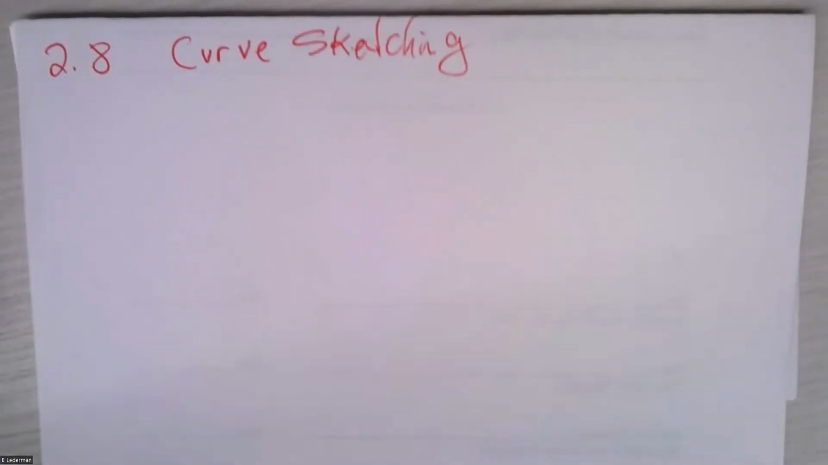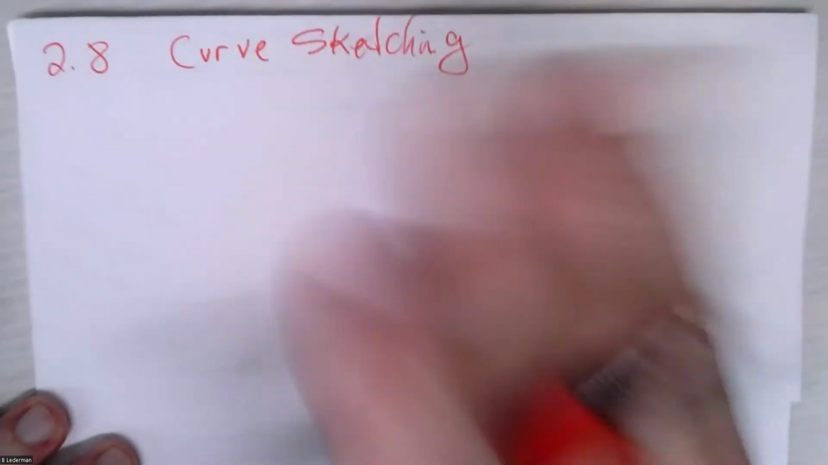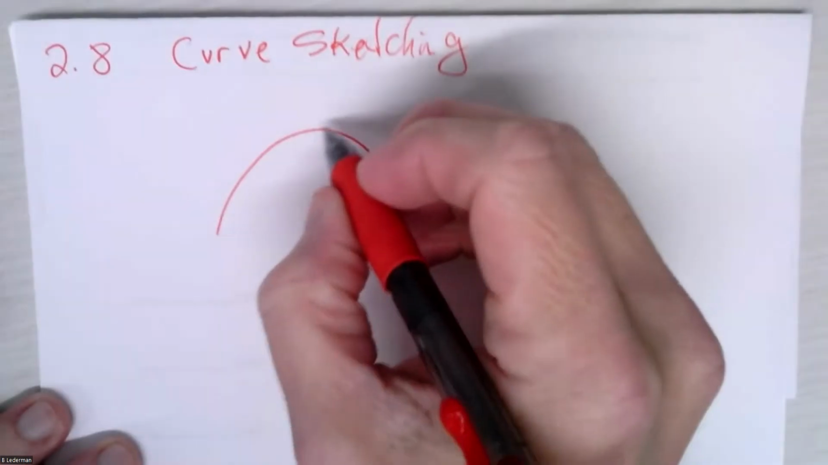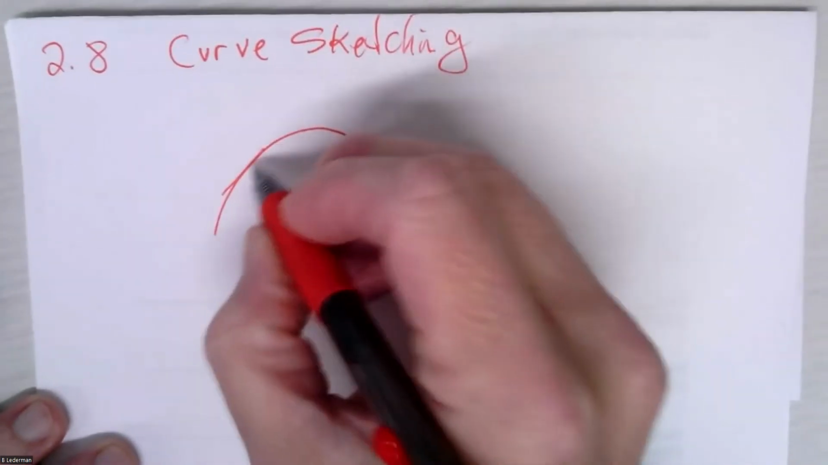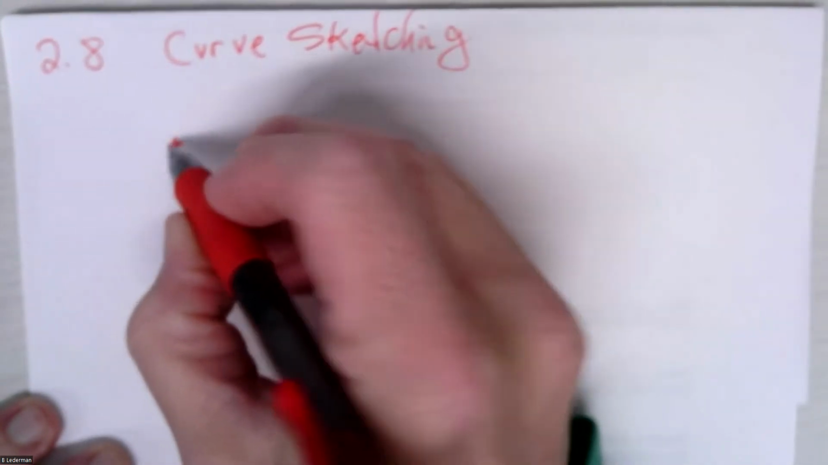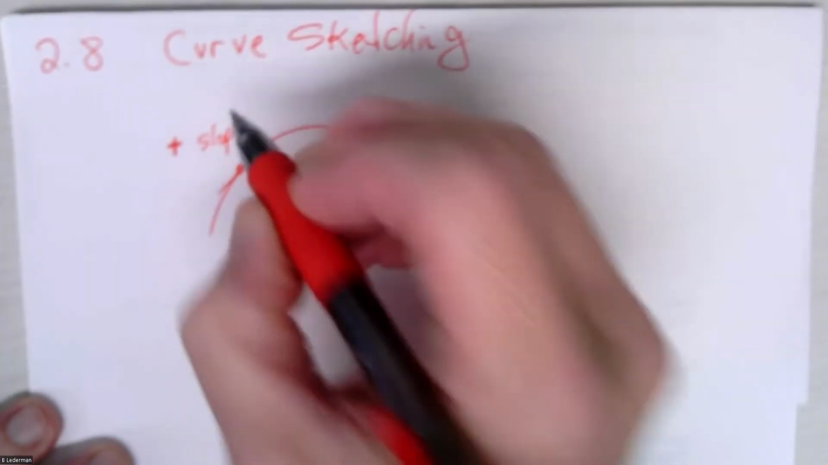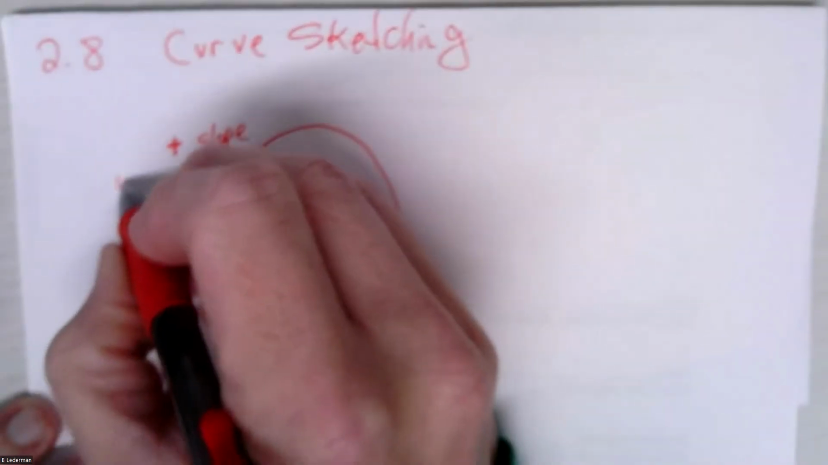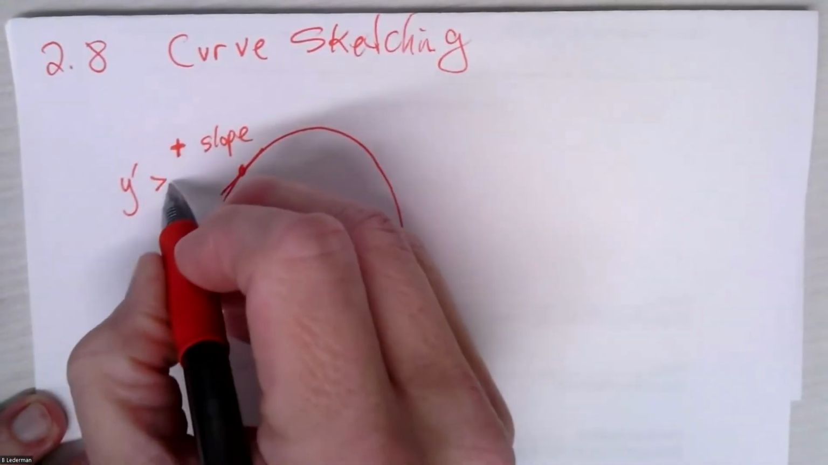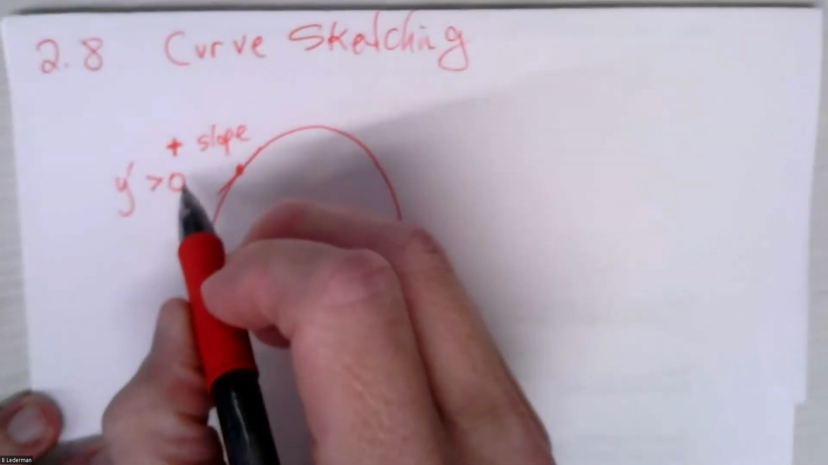Hi, everybody. Today we're doing one of my favorite topics in calculus, actually, and that's called curve sketching. Let's look at some things we realize. If you have a graph, over on this side, the tangents all have positive slope, and since the tangent is the derivative, y prime is greater than 0. I mean, y prime is positive.